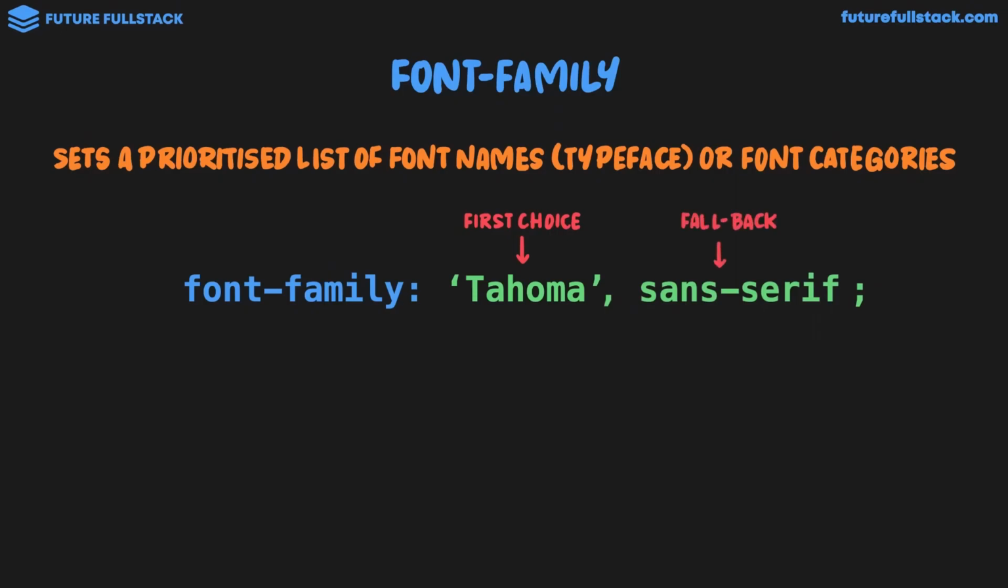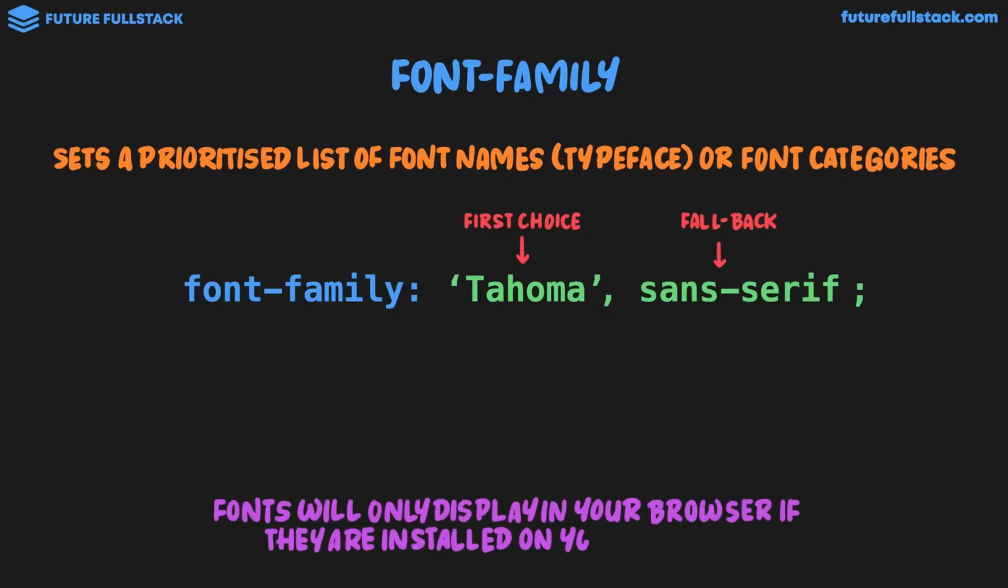So why do we need a fallback option? The reason behind this is that fonts will only display in your browser if they are installed on your machine. So for example, the font Tahoma is installed on 99.9% of Windows machines. However, on Mac, it is installed on only 91.7%. There's a chance that if you're viewing a web page on a Mac and Tahoma isn't installed, it won't show up. That's where our fallback comes into play.